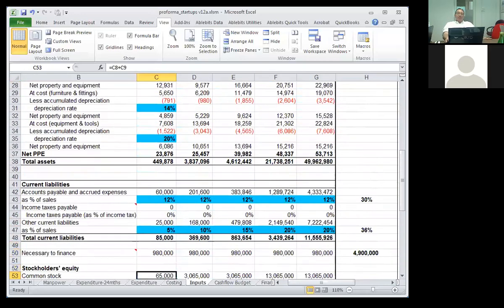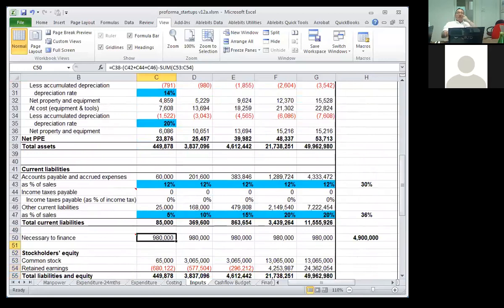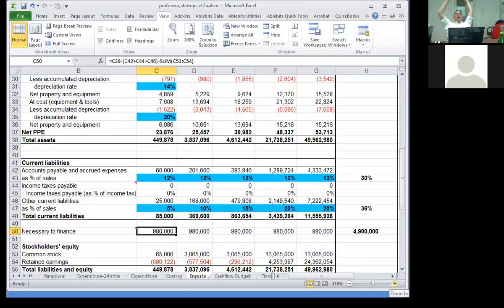Then we can tell you how much you need. So, what does my 980,000 necessary to finance mean? It means that my balance sheet is out of balance. It means that my assets... so how does a balance sheet balance?